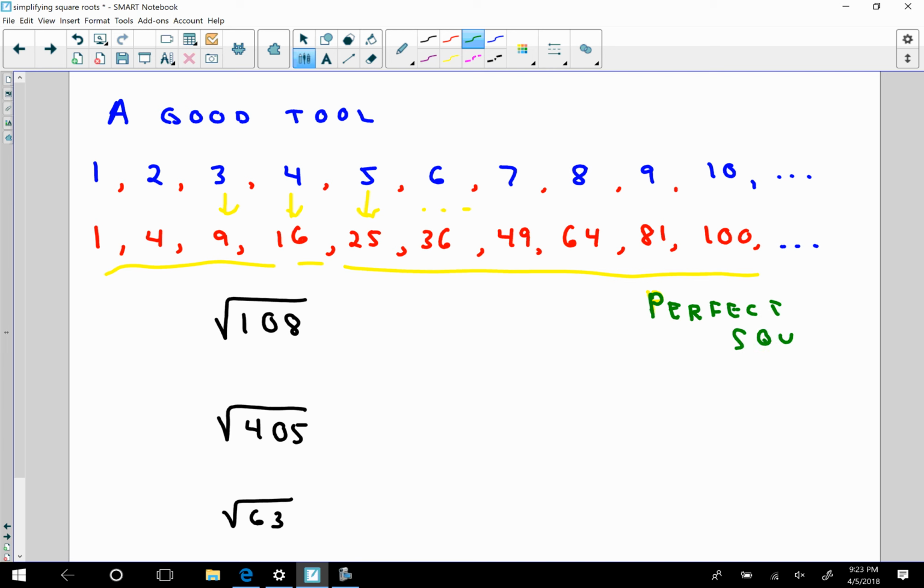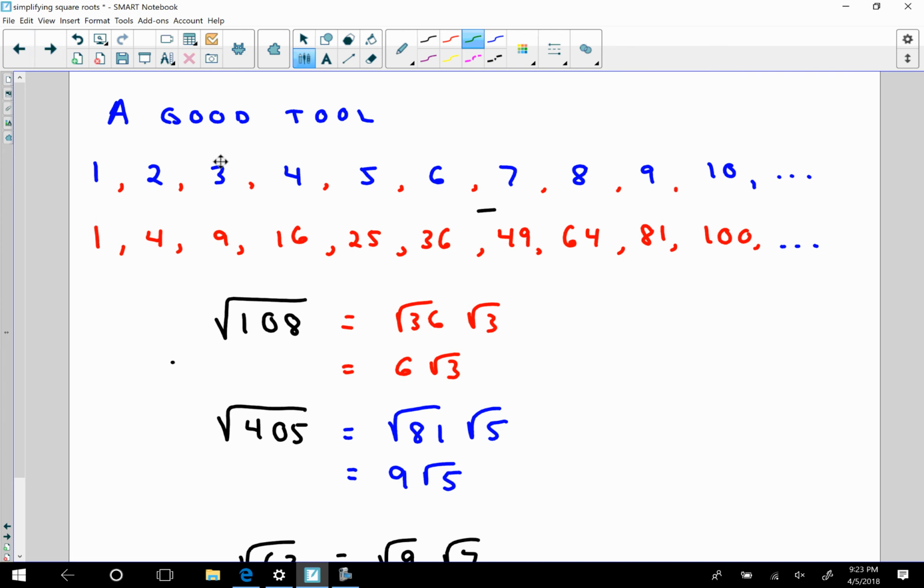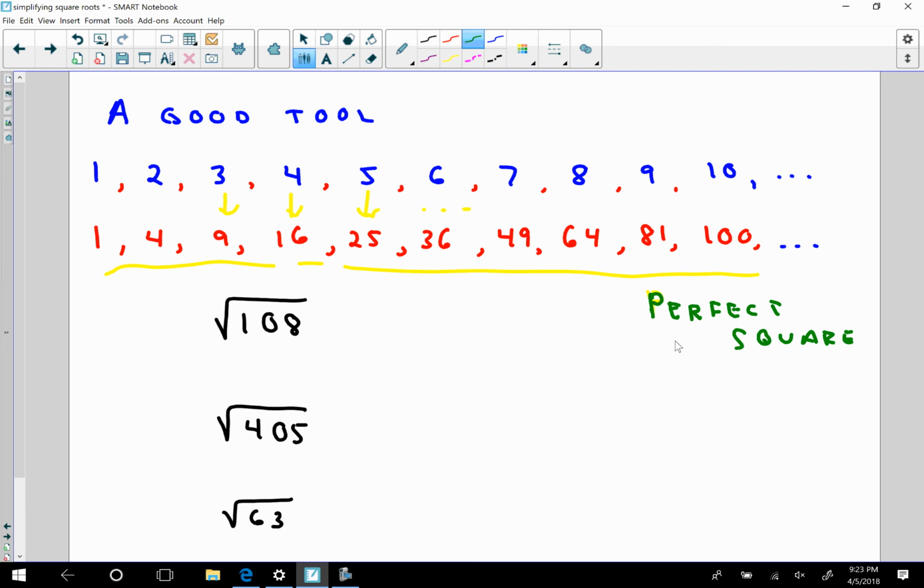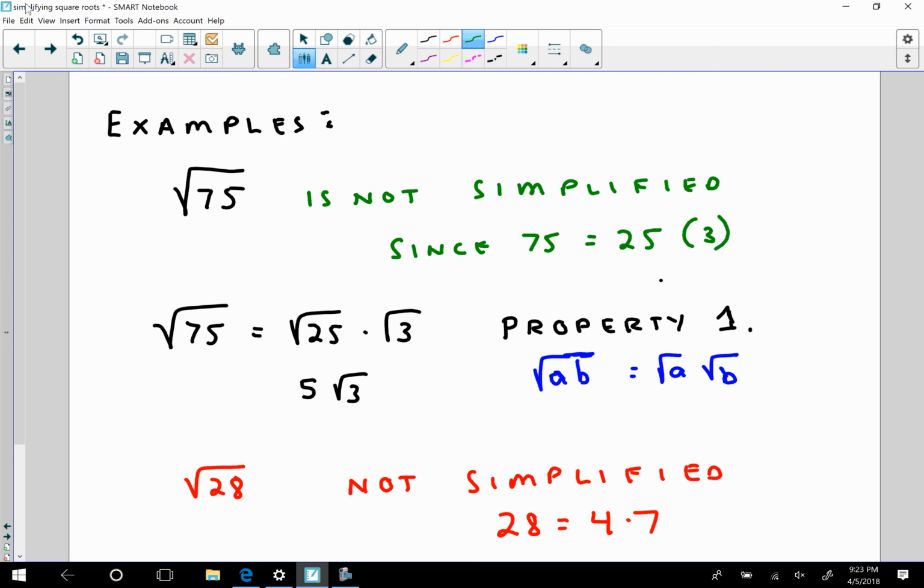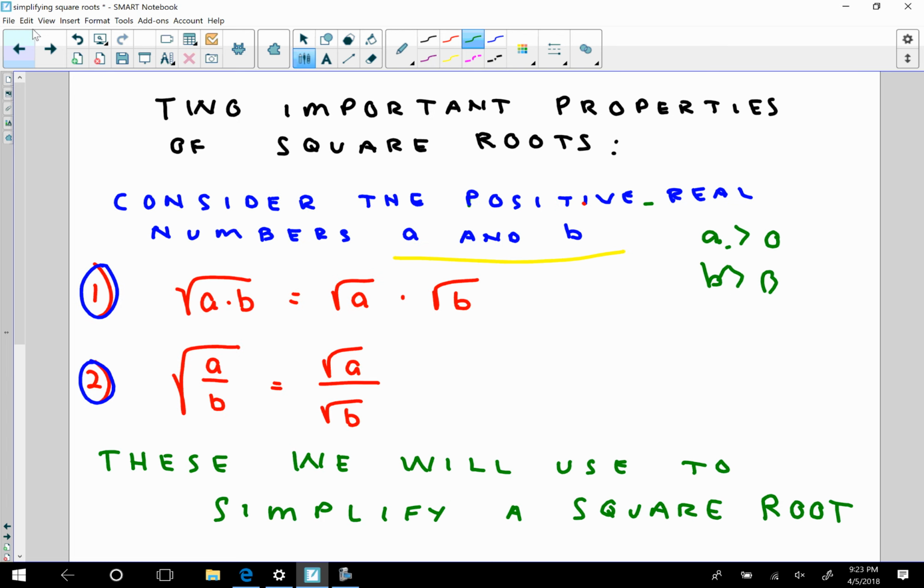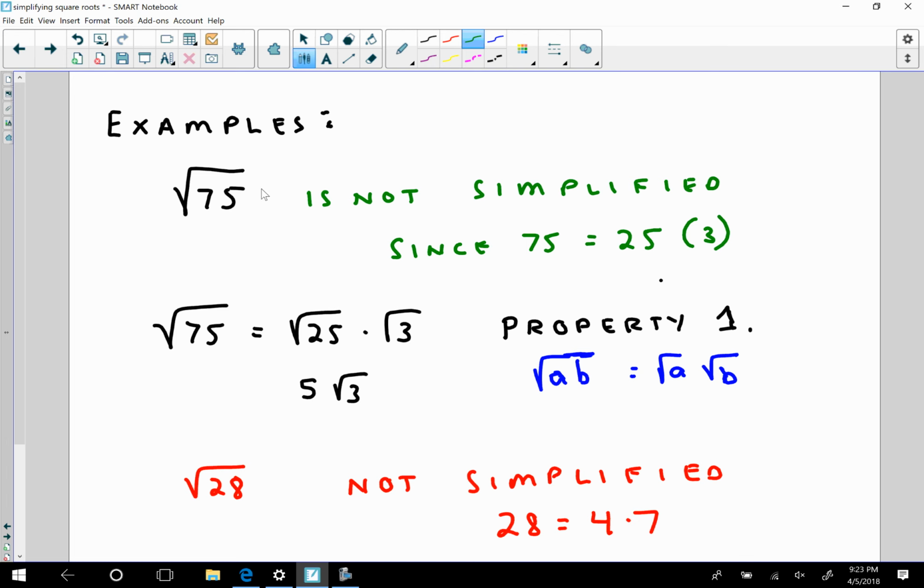And so if I go back to my other slide, a square root expression is simplified if the radicand has no perfect squares. So here we are. Here's my first example. Square root of 75.